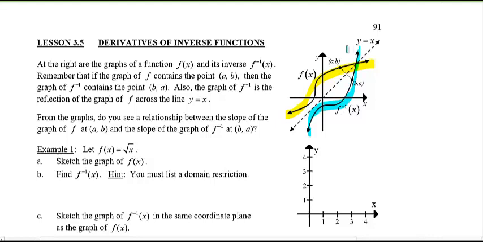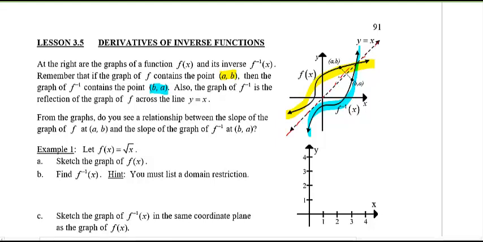And remember that if the graph of f contains a point a comma b, a of course being the x value and b the y value, then the graph of the inverse must contain the point b comma a, right? You switch the x and y around. Also visually, the inverse graph is always the reflection of the graph of f across this line y equals x, right? That's why we always think it's switching x and y.